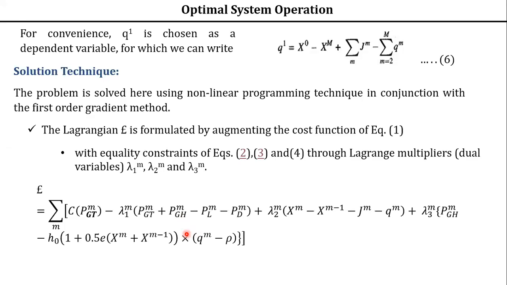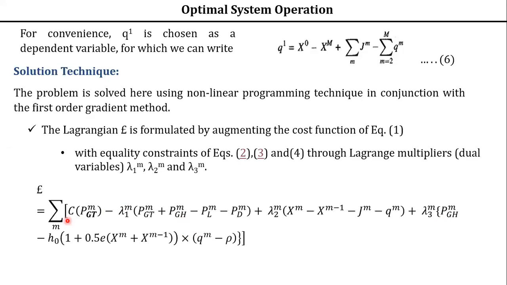If you have only one constraint, you are going to augment only one constraint. And in earlier cases, when we considered a thermal plant alone, you had only these two things. You didn't have the water continuity equation and power generation by the hydropower plant. Understood? Only these two things.